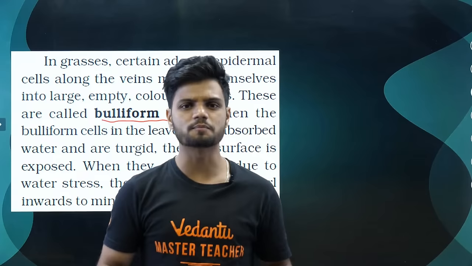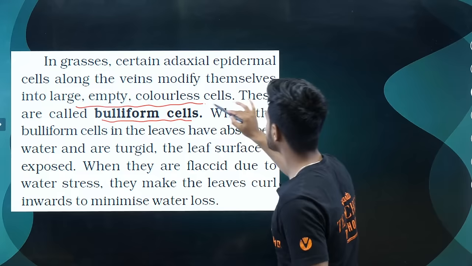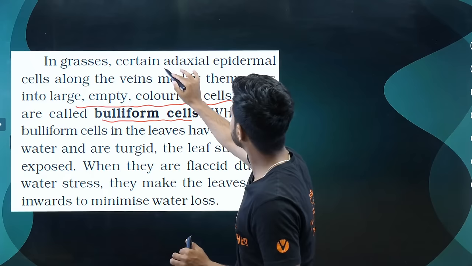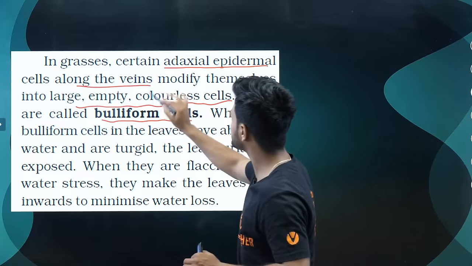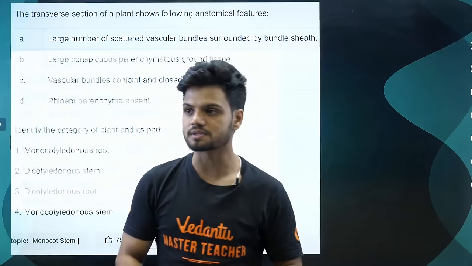No. Bulliform cells are basically large, empty, colorless cells. They're modified cells from your epidermis. In grasses, certain adaxial epidermal cells along with veins modify themselves. So whatever epidermal cells are there, they get modified to form the bulliform cells.